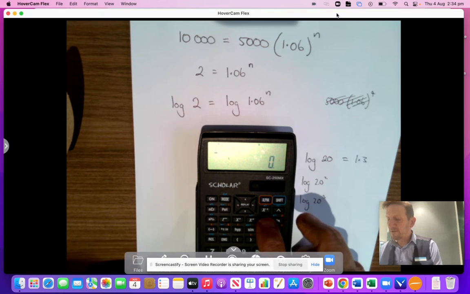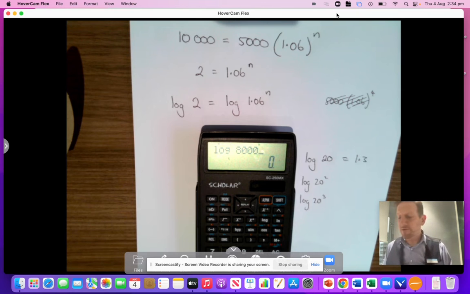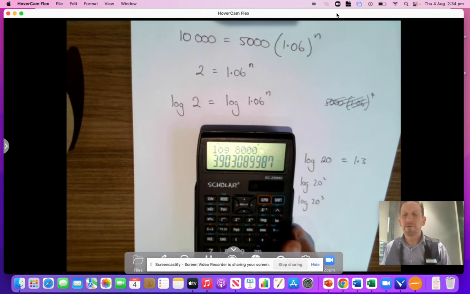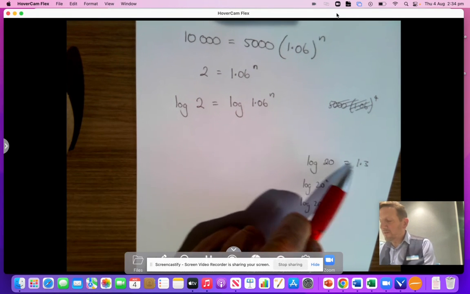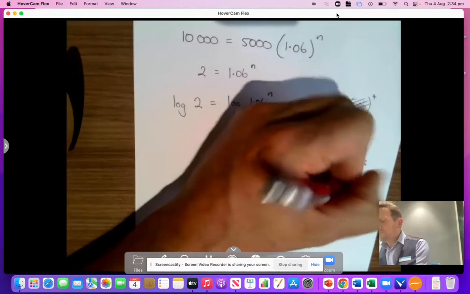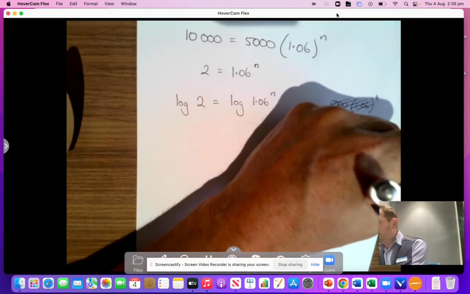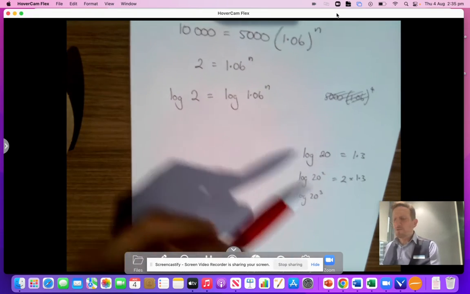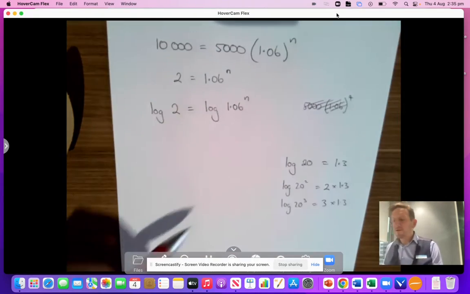What's 400 times 20? 8,000. So let's do the log of 8,000. I'm going to say it's 3.9. And there it is, 3.9. So you can see when we do the log of 20, that's 1.3. The log of 20 squared is really 2 times 1.3. The log of 20 cubed is really 3 times 1.3.